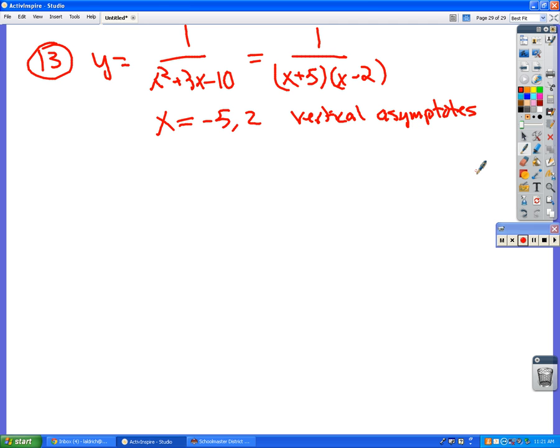How about non-removable discontinuity? Same. All right, how about horizontal asymptotes? What does it say on your notes for that? Okay, so highest power on top divided by highest power on the bottom. The power on the bottom is bigger, and so what does that mean is true?